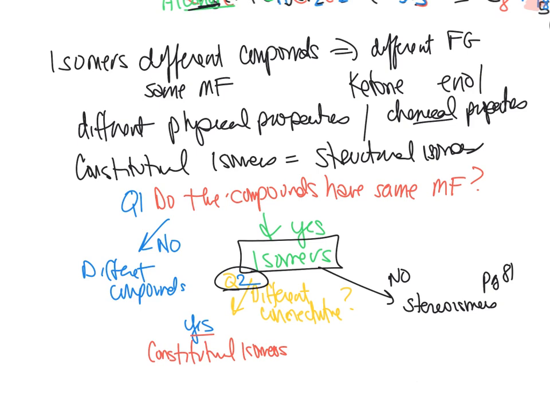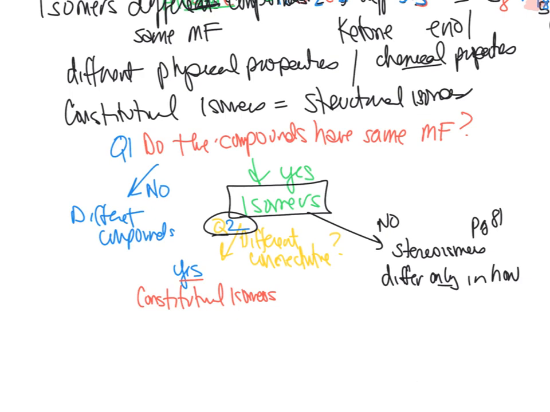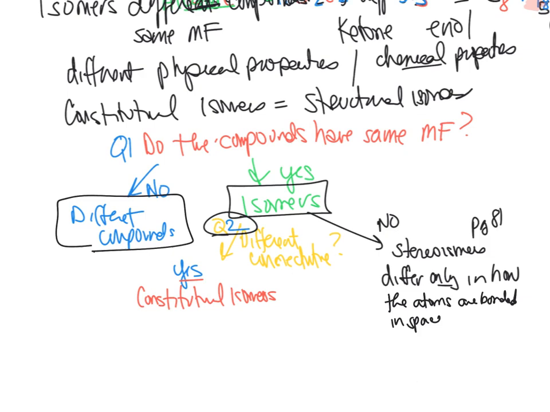Stereoisomers differ only in how the atoms are bonded or connected in space. So your answer could either be a different compound, or they can be constitutional isomers, or they can be stereoisomers. And they give you an example of some stereoisomers.